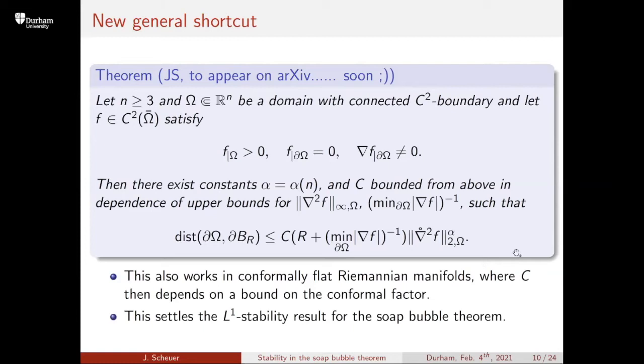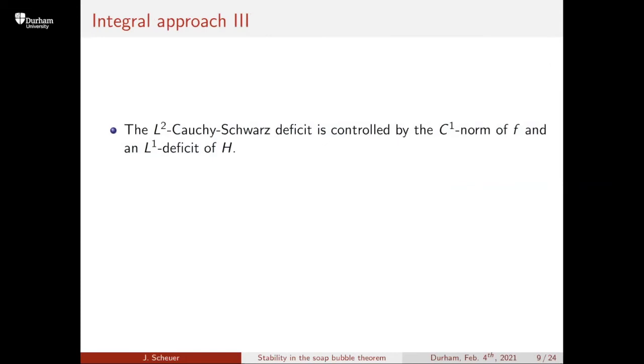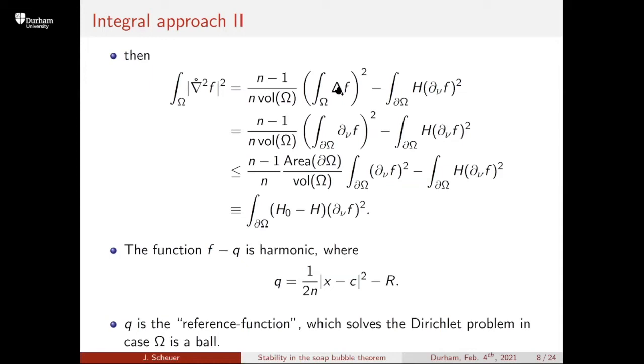Right, and also this settles the L1 stability for the soap bubble theorem by the previous computation. Let me go back. So we have seen that when we choose f to be this function which solves Laplace f equals 1, then this computation gives you an explicit estimate of the distance to a sphere, which is back here, in terms of the L2 bound of the mean curvature. And this is the shortcut.